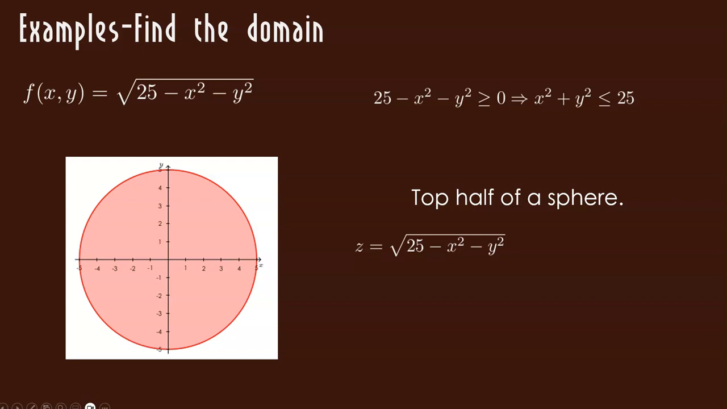Now, I want to simplify this a little bit so I can see what I have. I'm going to square both sides and then simplify. Well, simplify? Is it simplifying? I'm going to move the x and the y over to the same side with the z. So I've got x squared plus y squared plus z squared equals 25, and that is the equation for a sphere with radius 5. But again, remember, it's only the top half because z has to be positive.